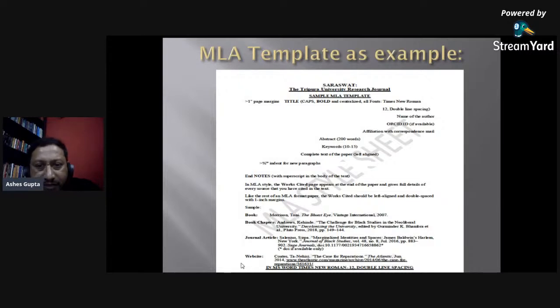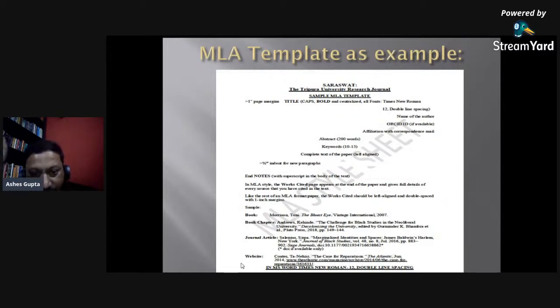And then on the right-hand side, you have the name of the author, the ORCID ID, if available, the unique ID of a researcher. If you have that, you put it there. Then your affiliation with correspondence mail, your affiliation to the institute to which you belong, and your correspondence mail. This is followed by your abstract, which might be 150 to 200 words in general. And then you are supposed to write the keywords, which could be 10 to 15 keywords. After that comes the complete text of the paper, which is left aligned, not right aligned. Whenever you start a new paragraph, you go for a 1.5 inch indent from the left-hand side. Then come the endnotes, which would always be given in the form of superscript in the body of the text.